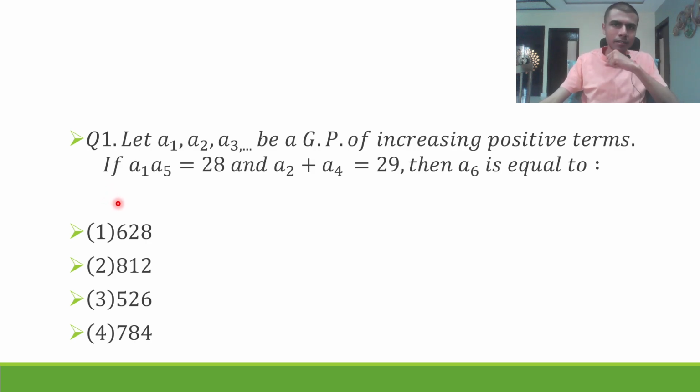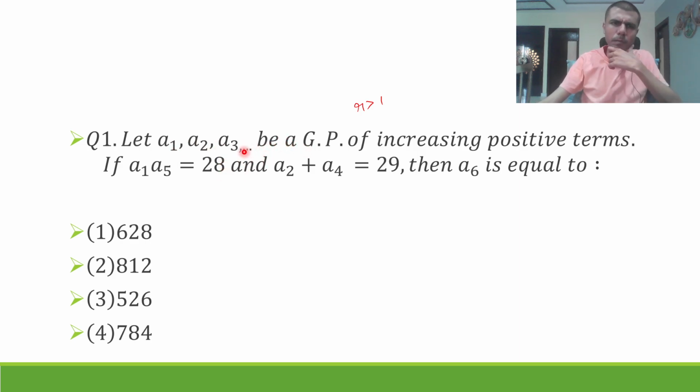Now next, there's a question. A1, A2, A3 be a GP of increasing positive terms. Now what do I mean by increasing positive terms? That means A2 will be greater than A1 and A3 will be greater than A2. For this to happen, common ratio R must be greater than 1. R cannot be less than 1, okay? If it is less than 1, then it will be a decreasing geometric progression.